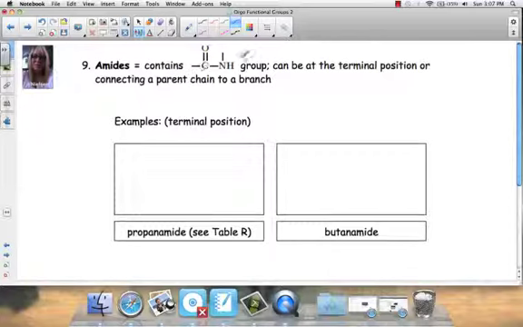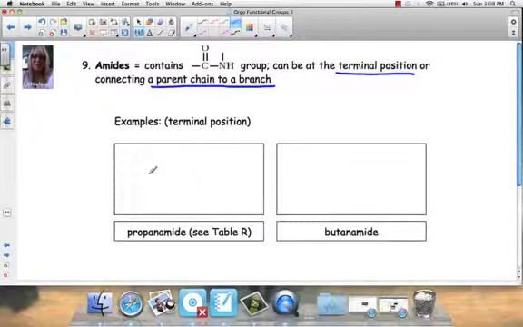Amides. Amides have an amine group, and they also have a double bonded oxygen. So you're looking for, it's actually two functional groups, and it can be either in the terminal position or it can be connecting a parent chain to a branch. So it could have a number. Let's start with the terminal position first.